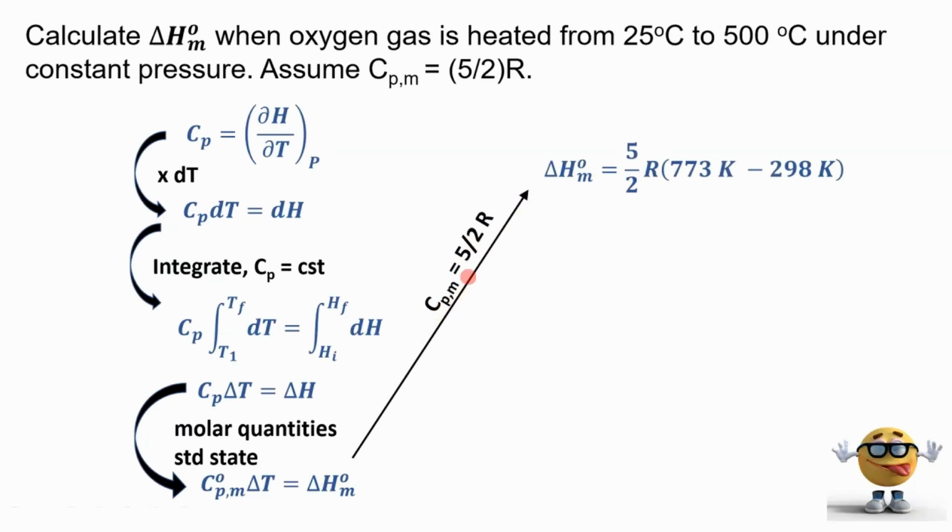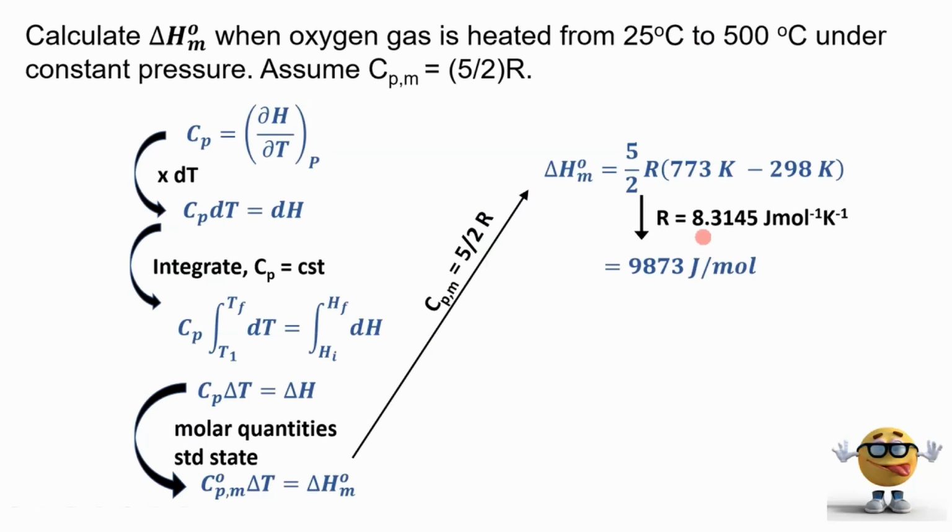Okay, so at this point, we can plug things in. So this is what the molar heat capacity is, and we'll solve for the change in the standard molar enthalpy, 5 over 2R. This is the temperature difference right here in Kelvin. We always want to be in Kelvin. Actually, in this case, we could use degrees Celsius and it'd be fine. But it's good to go to Kelvin just by default, just in case.